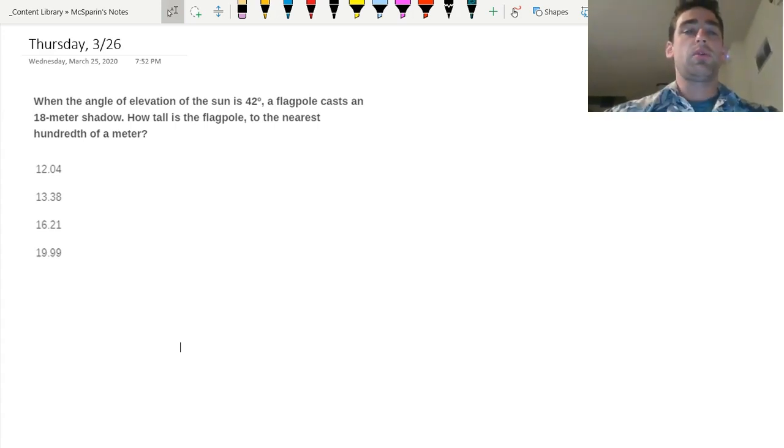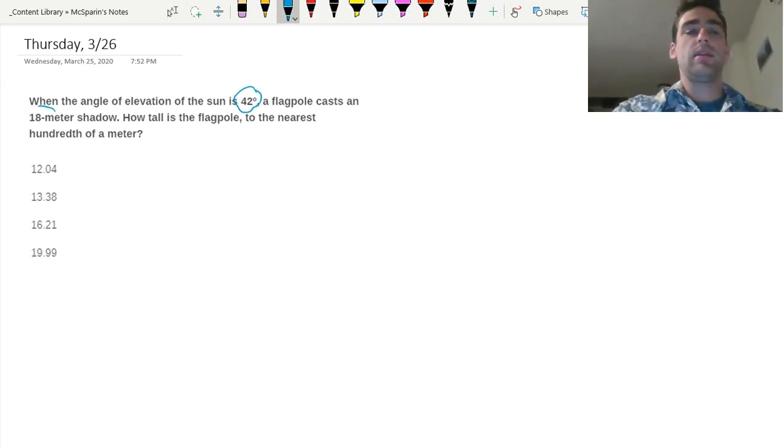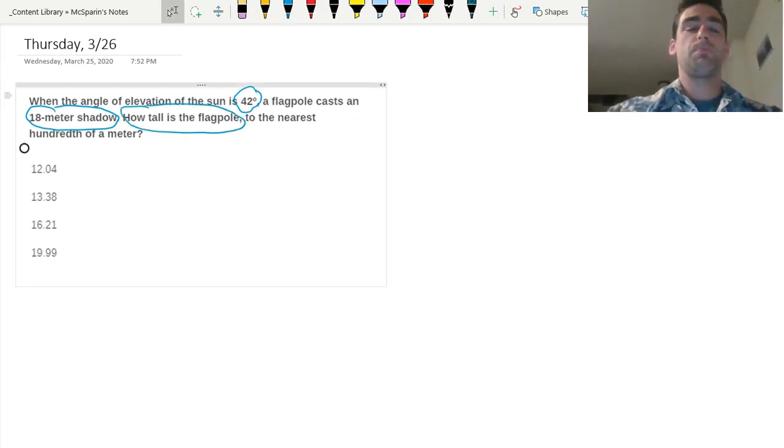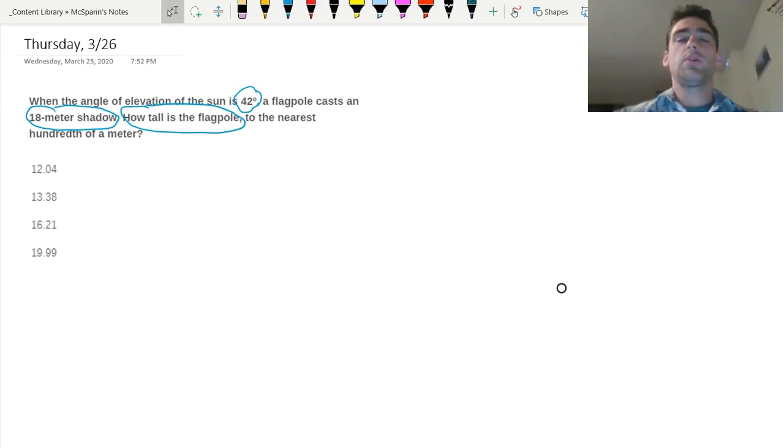So let's read through closely, okay? When the angle of elevation of the sun is 42 degrees, a flagpole casts an 18-meter shadow. How tall is the flagpole to the nearest hundredth of a meter? How tall is the flagpole? Okay, so before we start, well, let's do this.